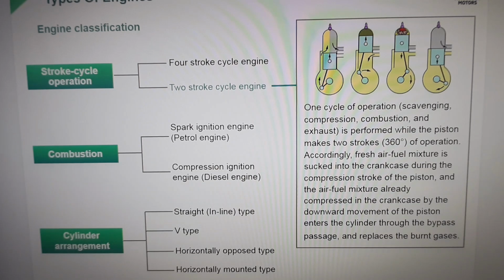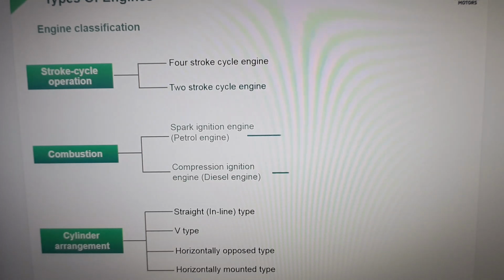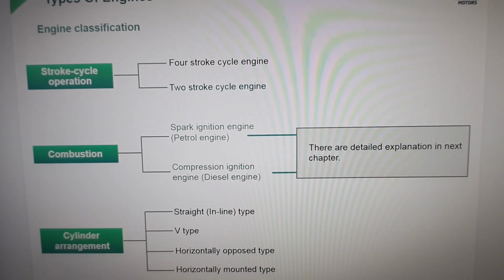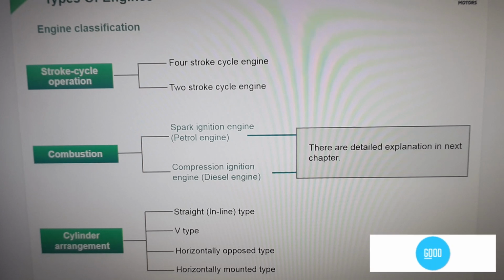Accordingly, a mixture of fresh air and fuel is sucked into the crankcase during the compression stroke of the piston, and the mixture of air and fuel already compressed in the crankcase by the downward movement of the piston enters the cylinder through the bypass passage, and replaces the burnt gases in the cylinder. The operation of petrol engines and diesel engines will also be described in details in the sub-sections that follow.